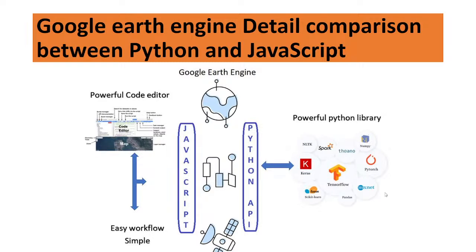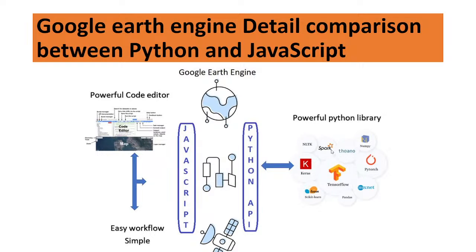But Python does not have a powerful code editor. But Python has another benefit. Python has a lot of powerful libraries such as TensorFlow, NumPy, Matplotlib, Sklearn, Pandas. There are a lot of Python libraries we can easily access from Python, and we can also easily merge them with Google Earth Engine and work with them. But there is no powerful code editor. In the Google Earth Engine JavaScript API, you get the powerful code editor, so that's why you can easily work and analyze. But Python does not have the powerful code editor, though we get a lot of powerful libraries, and you can easily merge them with Google Earth Engine and work with them.